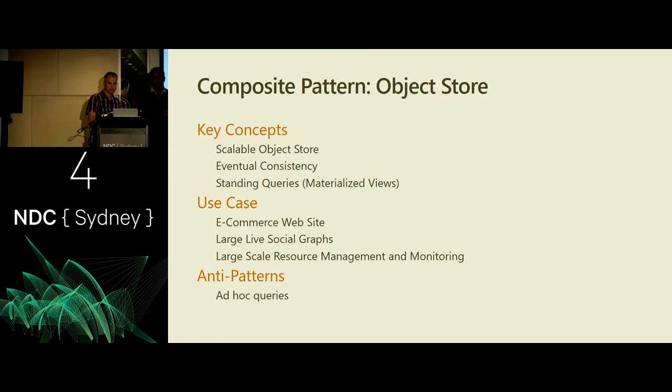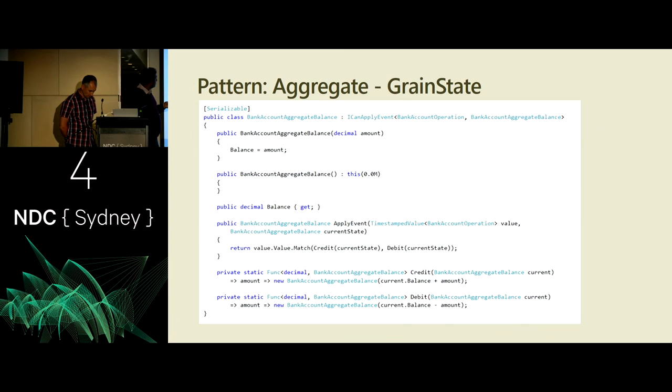Sorry, are the events actually persisted with the grain historically? Can you go back and replay them? That's an excellent question. This is one of the reasons why we use composite patterns. If you look at the aggregate grain, there are composite patterns in this.